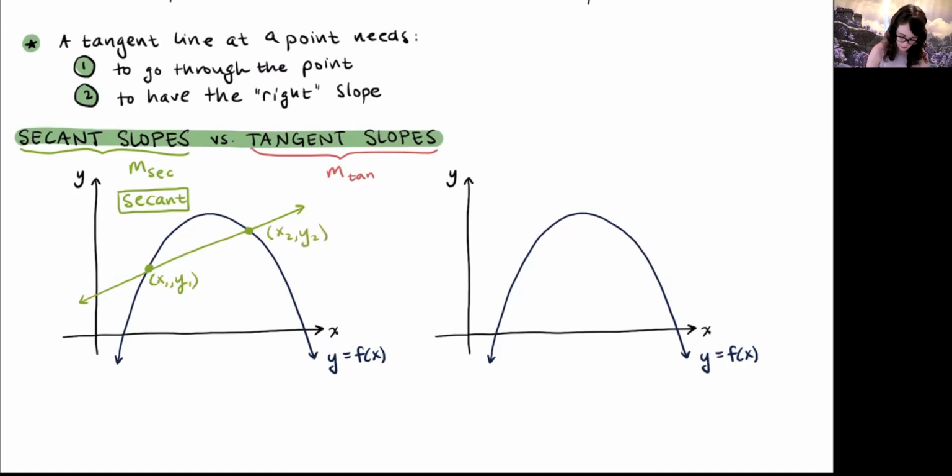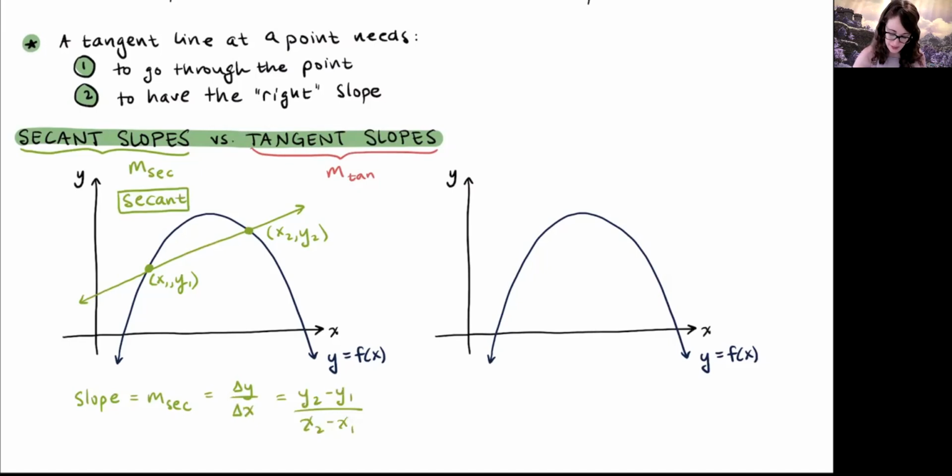Right, and as we know, the slope of this line, or m secant, the slope of the secant line, that's just rise over run, or change in y over change in x, or maybe more specifically, y2 minus y1 over x2 minus x1. We know this already, right? This is our notion of slope of a line.